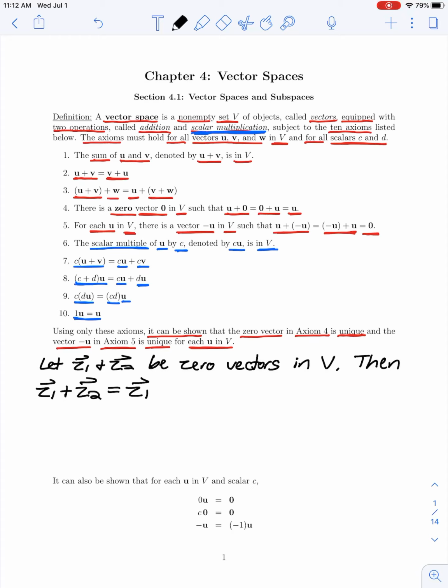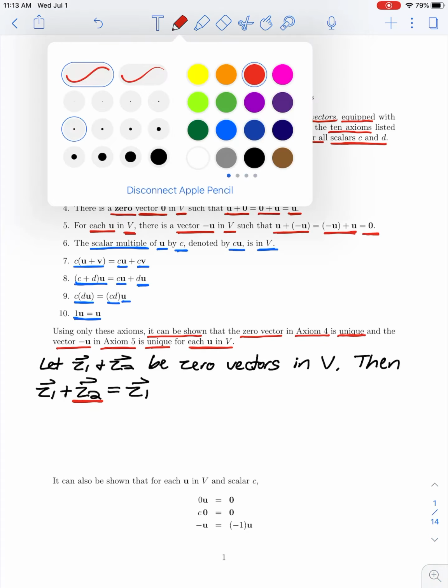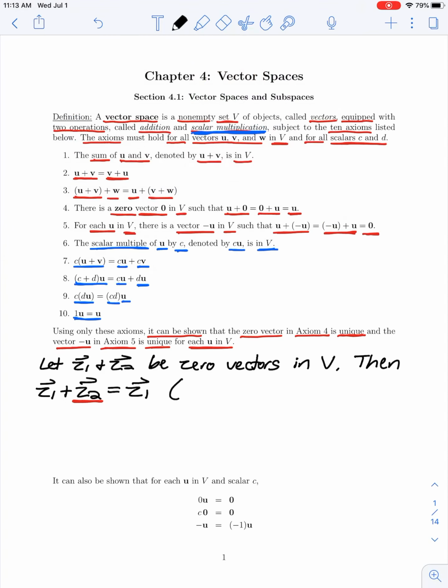Now that follows from axiom 4, because the sum of the zero vector with any other vector must give us back the indicated vector. So since z2 is a zero vector, the sum of z1 with z2 must just give me back z1. That applies or follows directly from axiom 4. So we can say here, since z2 is a zero vector.